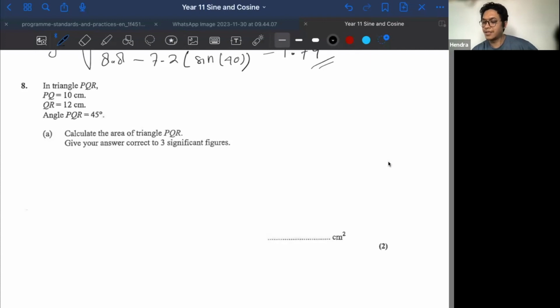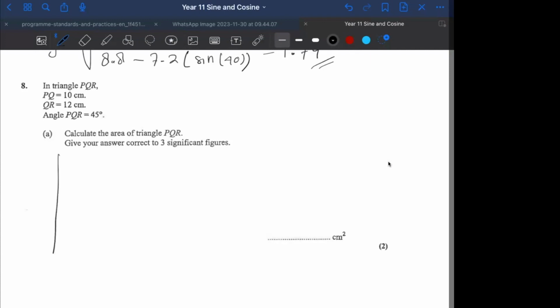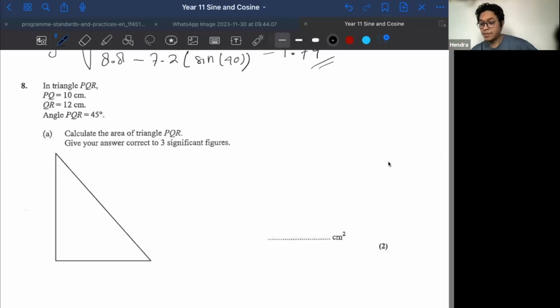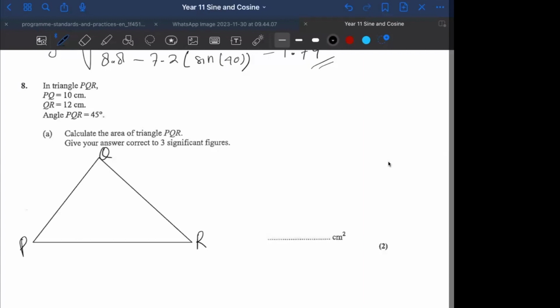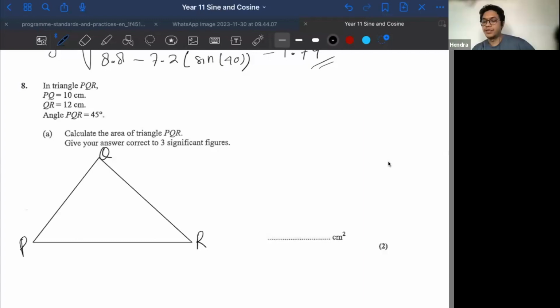Okay, let's draw the triangle, yeah? So let's say, oh, it doesn't say that's the right angle triangle. So it's triangle PQR. PQ is 10, QR is 12, angle PQR is 45. Calculate the area of triangle PQR.